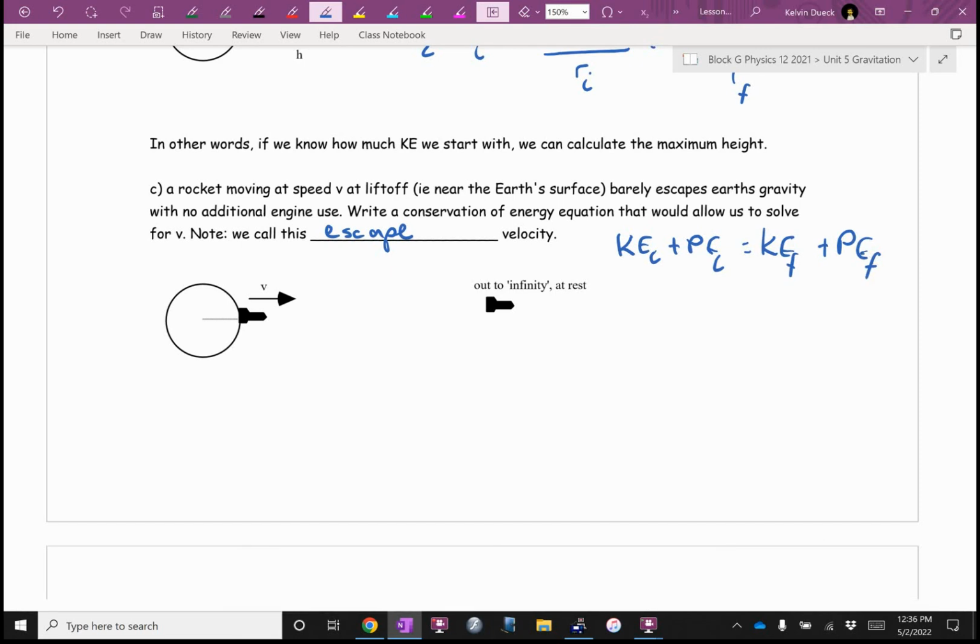We're going to escape the Earth's gravity. In fact, Danica, in the picture it says we're going to arrive out to where? What's our final potential energy then if we're all the way out at infinity, as a number exactly?